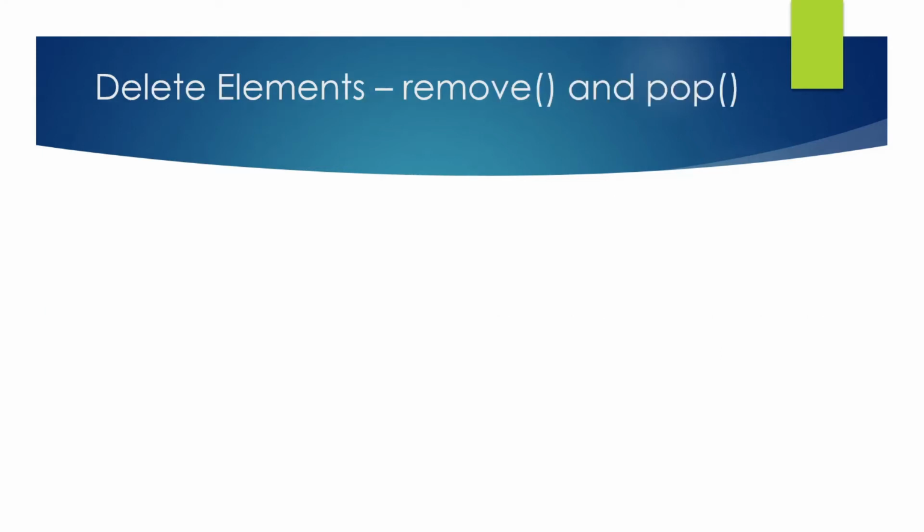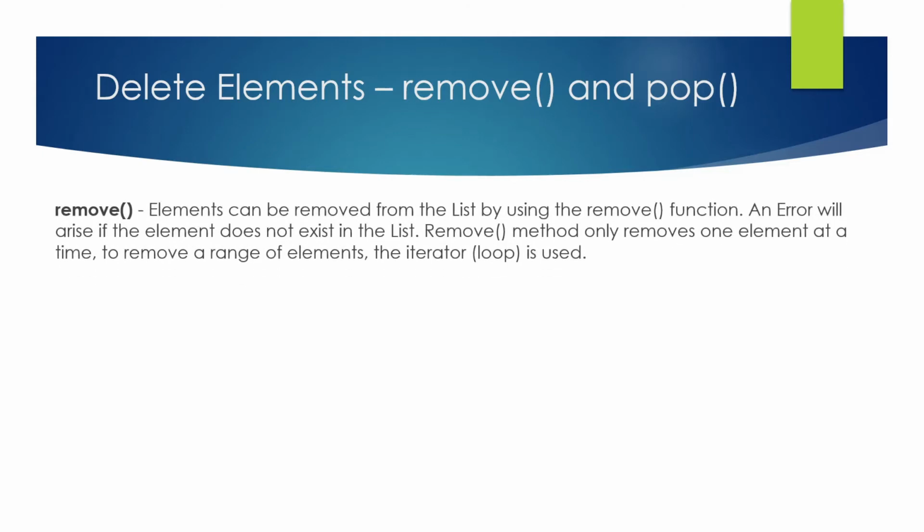Let's talk about how to delete the elements. So we use remove and pop. Let's talk about the remove method first. In the remove method, elements can be removed from the list by using the remove function. An error will arise if the element does not exist in the list. It means that if you have elements like 1, 2, 3, 4, 5, 6, 7, 8, 9, 10, and you want to remove 5 and 6, you can easily use the remove method to remove them. But if 5 and 6 are not present in your list, it will raise an error.